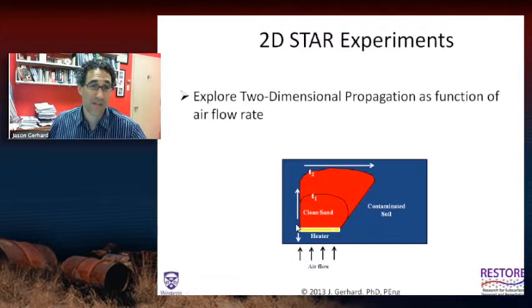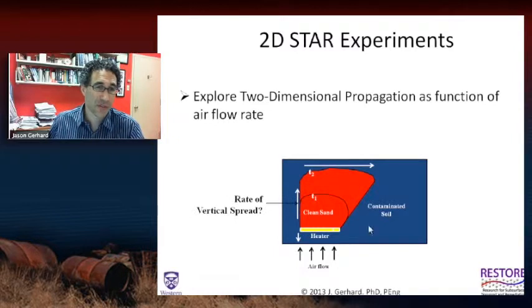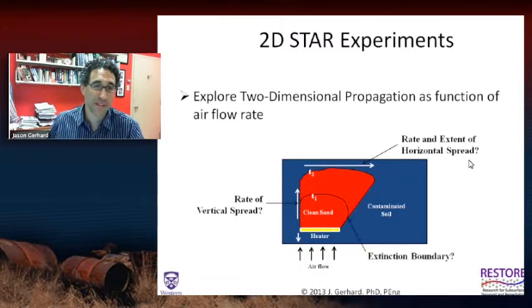How fast would it propagate vertically upwards? How does that compare to our column experiments? And what kind of lateral propagation do we get? Basically, what we want to know is what kind of radius of influence, ROI. Every technology that's delivered from a well has an ROI, and we want to understand what affects the radius of influence of STAR. So we're studying the rate of vertical spread, the rate of horizontal spread, where that extinction boundary will occur, and what will control it.